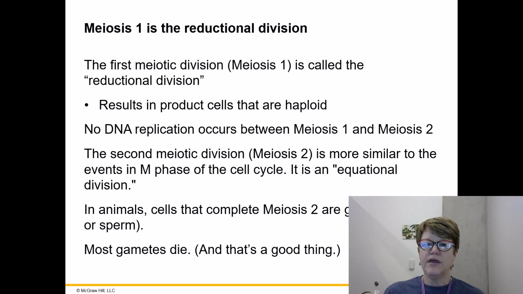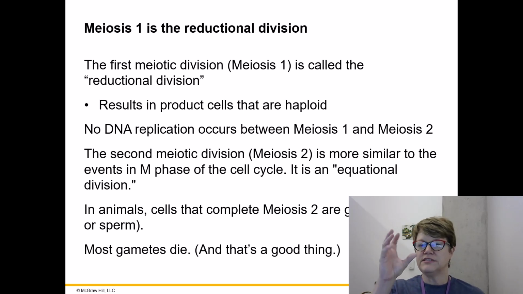Okay, so meiosis 1 is called the reductional division. You saw that on your vocabulary preview, but we're going to talk about what that means a little more. So the first meiotic division, meiosis 1, is called the reductional division.